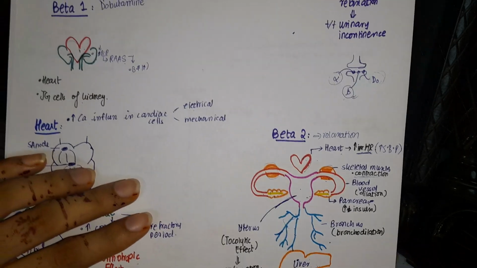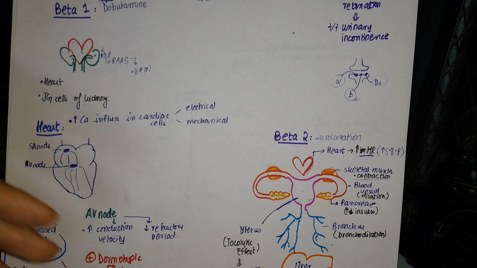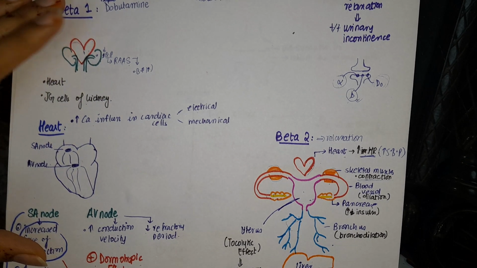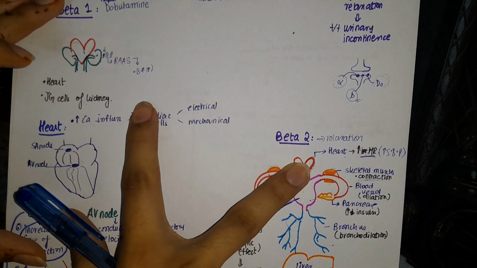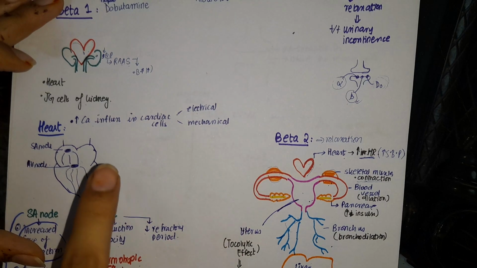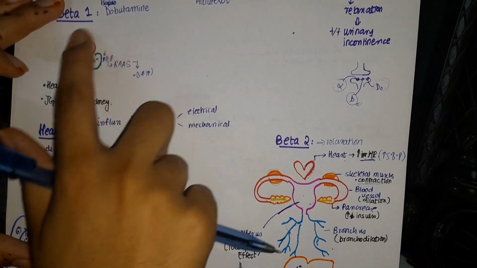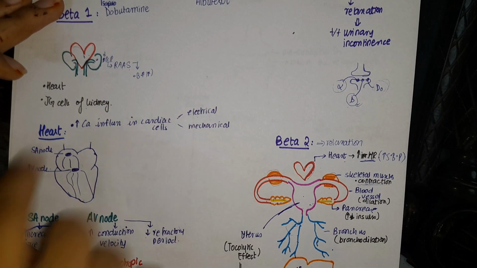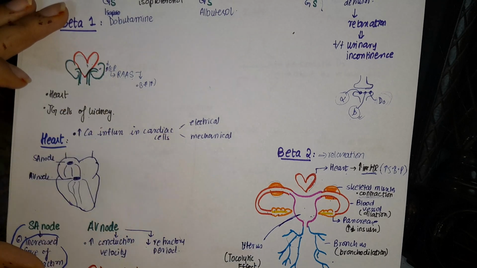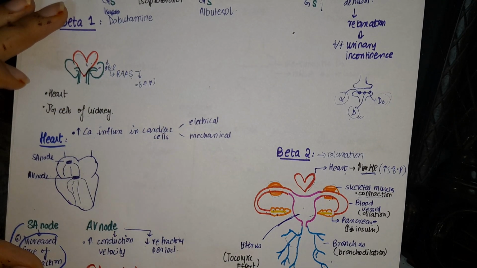But always remember, if you are having a drug that stimulates beta 1 and beta 2 receptors equally, in that type of drug, the more potent effect will be observed on the beta 1 receptors because they are more cardioselective or cardiospecific. I hope you understood that thing.